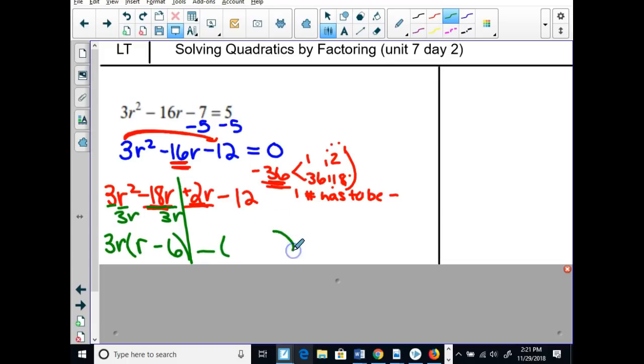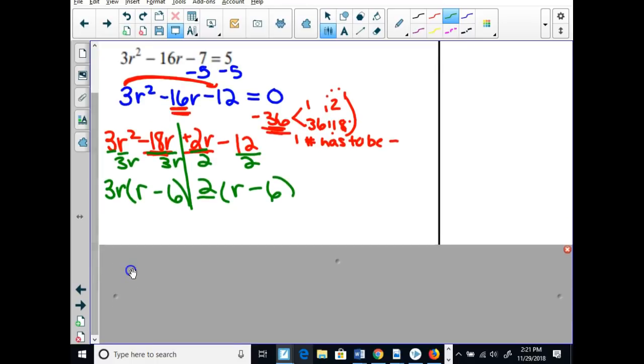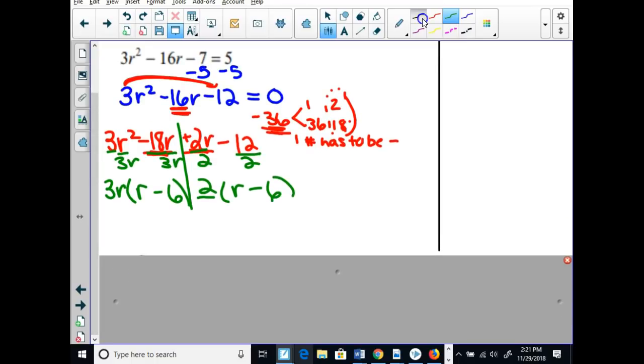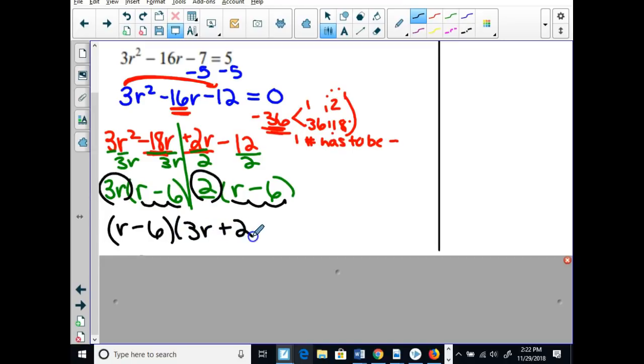Here, again, I'll make my template. My GCF of 2r, negative 12. I'm going to take a 2 out. There's my GCF. I'm left with r minus 6. What do I do next? I have my match. I have my match of r minus 6. I'm going to write it once. I have my leftovers, 3r plus 2.